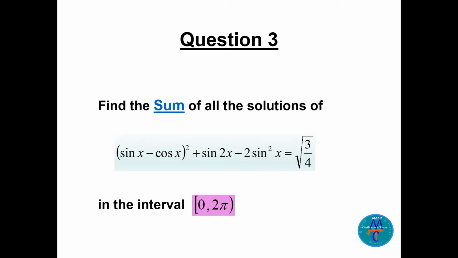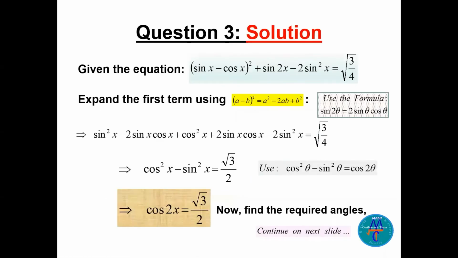Now, question number 3 says, find the sum of all the solutions of this equation, sine of x minus cosine of x all squared, plus sine of 2x minus 2 sine squared of x is equal to square root of 3 over 4 in the interval 0 to 2 pi. Now, it's very clear here that we have to rearrange, simplify the equation so that we can find the values of x in this interval.